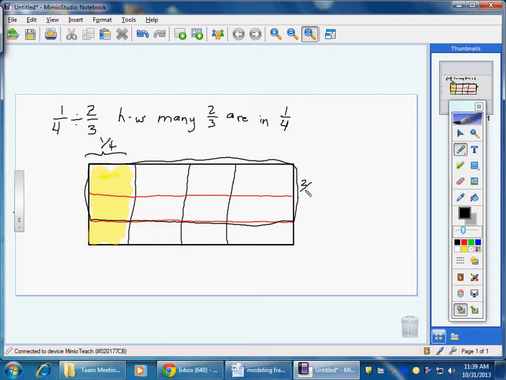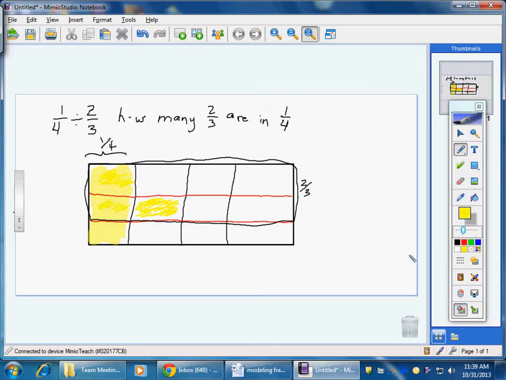So my question now is asking, how many 2/3 are in 1/4? Well, I've identified the 2/3 portion, and this yellow here is a little bit outside the boundary. I'm going to see if I can just reallocate that, so to speak. So I'm moving this essentially to here because all this yellow represents 1/4. Okay? So now the question is, how many 2/3 are in 1/4?